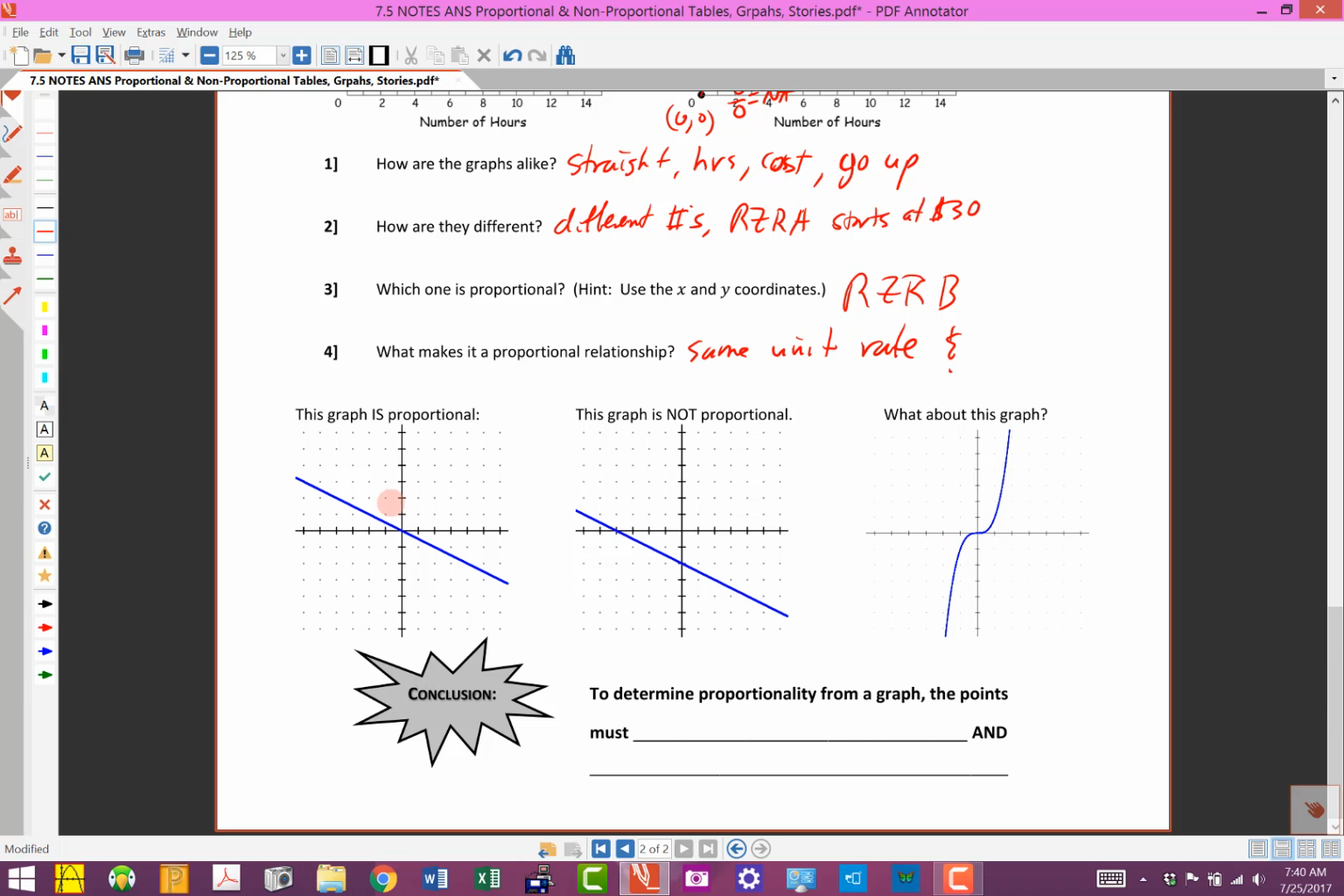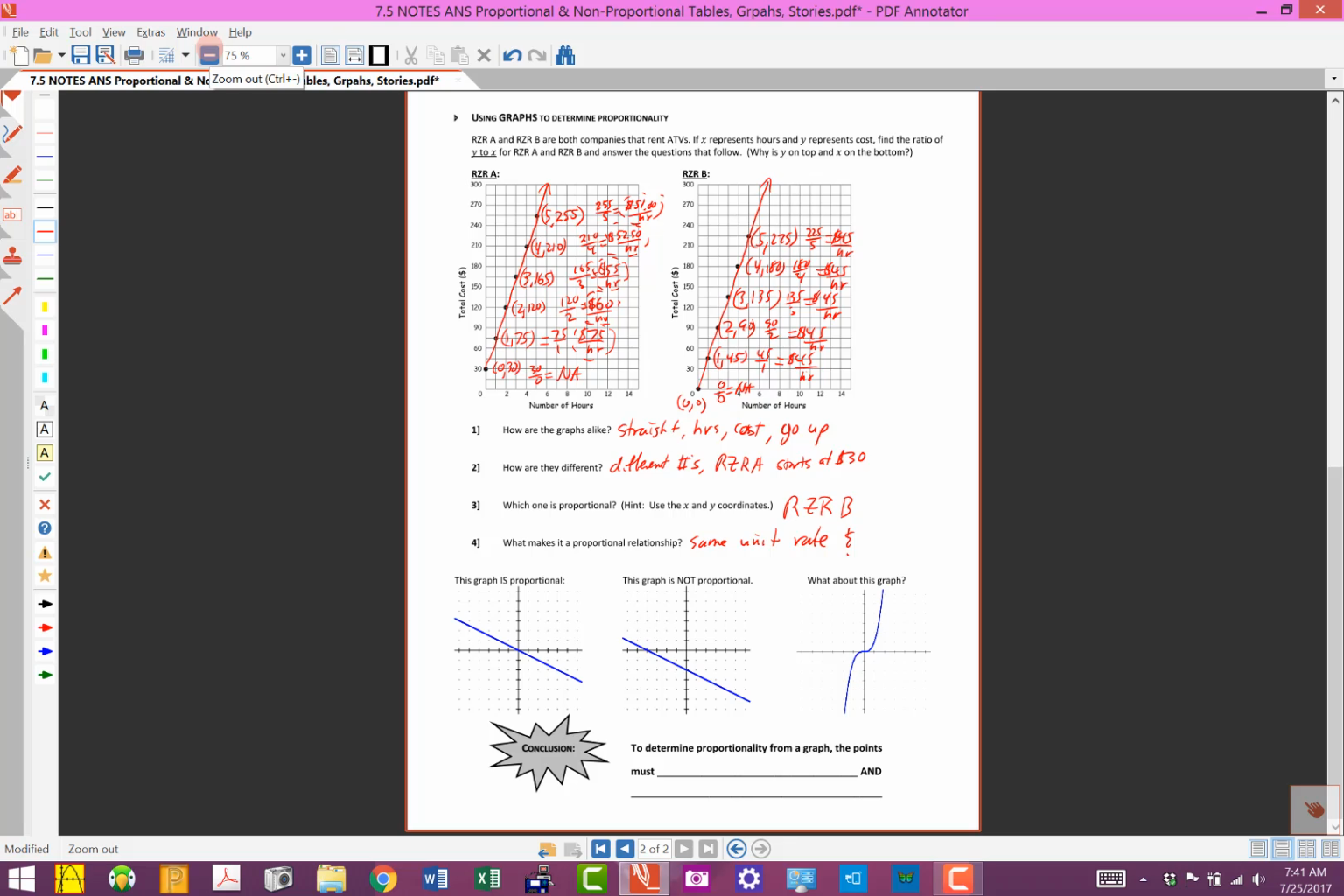So this graph is proportional and this one right here is not. You'll notice that they look almost identical. This one is proportional and this one is not. Okay, so I'm going to shrink this down so that we can take a look at this. So this is proportional and this is not proportional. This is and this is not. So let's take a look and see if we can figure out what's going on here. These two are proportional. These two are not proportional.